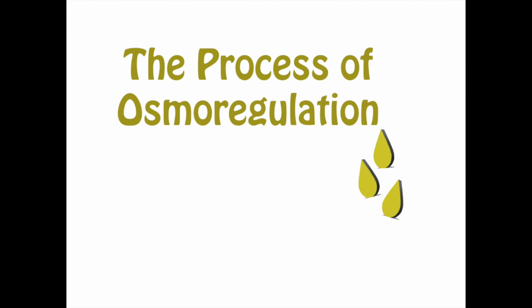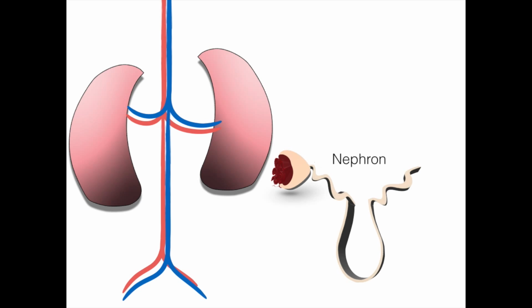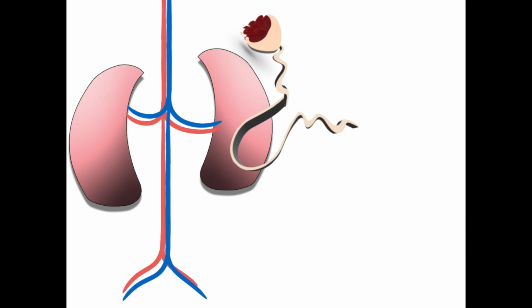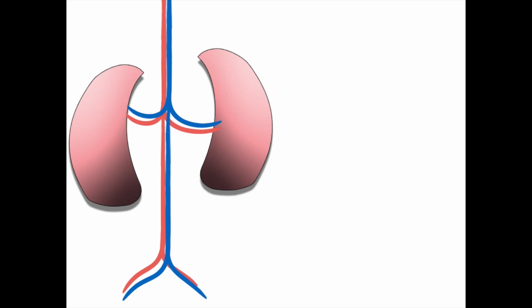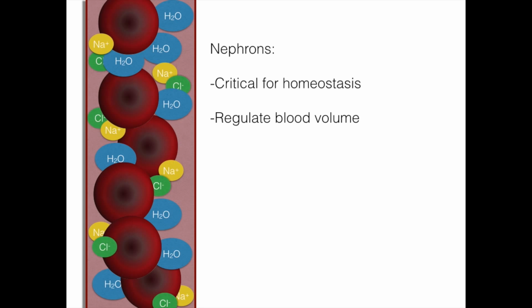The process of osmoregulation occurs within the kidneys, specifically within structures called nephrons. There are thousands, if not millions, of nephrons per kidney. And while these structures are microscopic, they are critical for homeostasis, as they regulate an animal's blood volume by controlling the amount of water and ions within the blood.